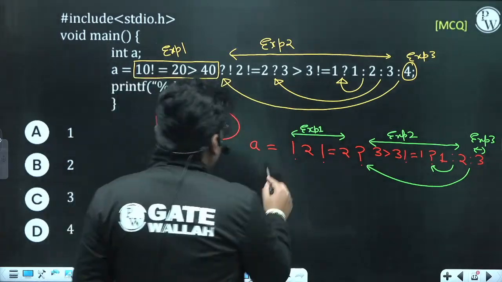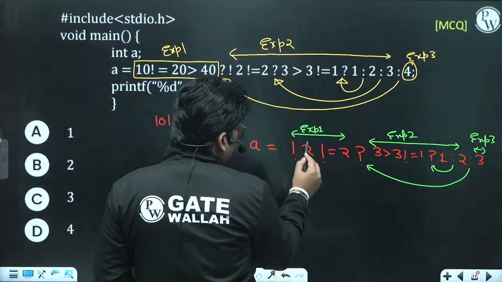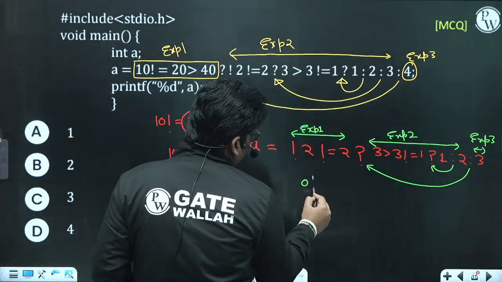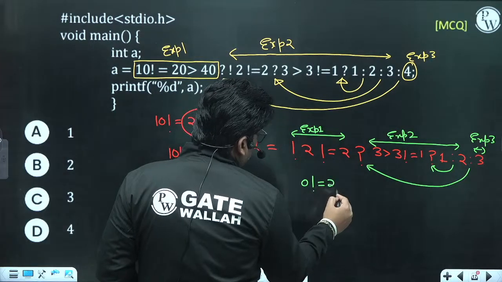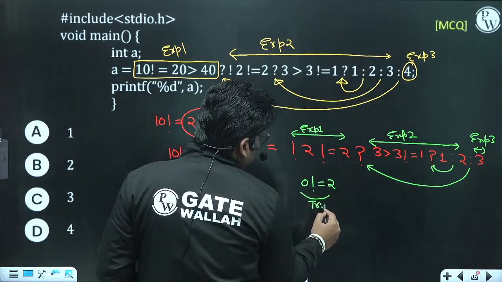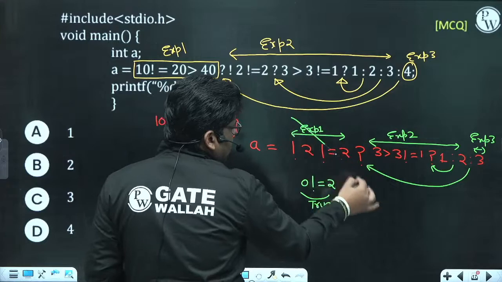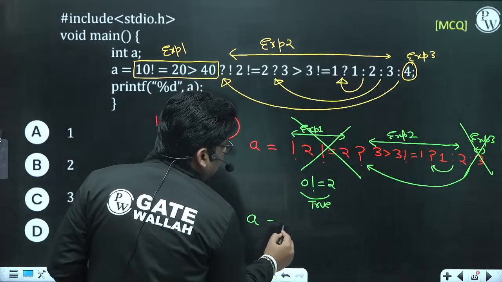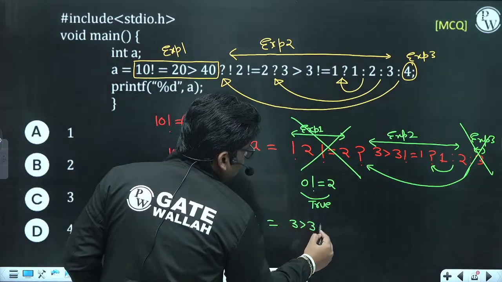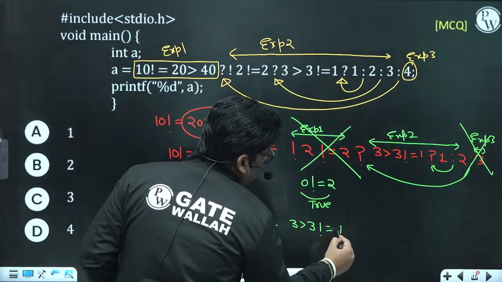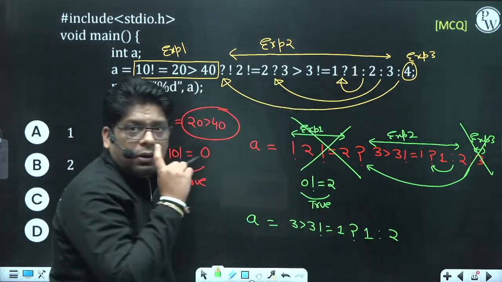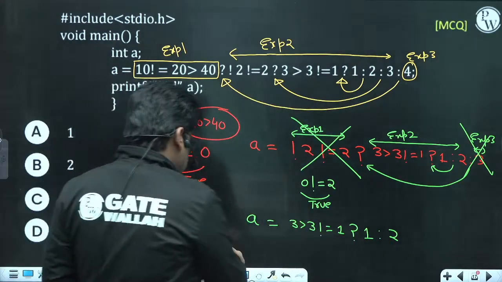Now, let me solve this. Sir, first of all, unary operator is evaluated and not of true becomes 0. Not of 2 becomes 0. And 0 not is equal to 2 is again true. That means the value of this entire expression is equal to expression 2. That means the value of A becomes 3 greater than 3 not is equal to 1 question mark 1 colon 2. Got the concept? Done, sir.